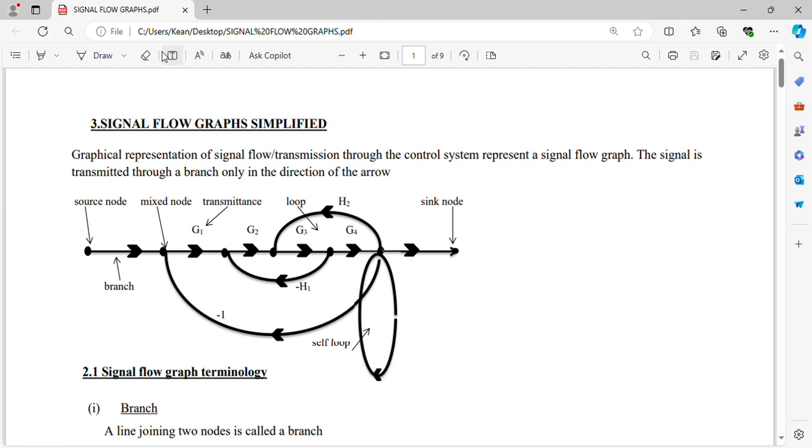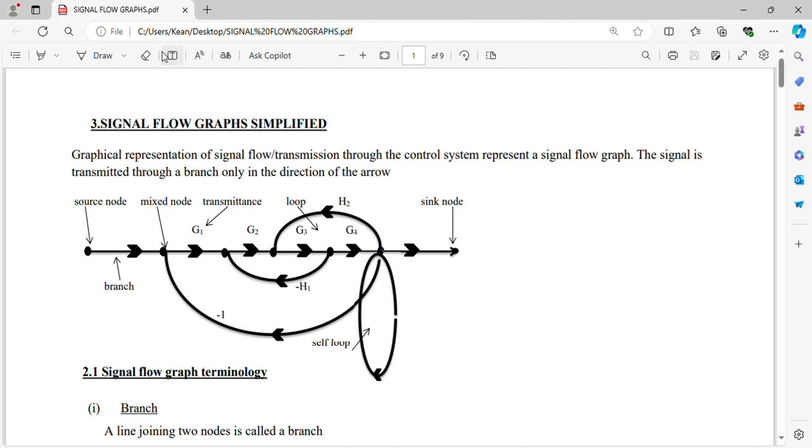The first is to define what a signal flow graph is. A signal flow graph is a graphical representation of signal flow through a control system. Below is a signal flow graph I have drawn, and with it we can see the various terminologies used for signal flow graphs. We have the source node where our signal comes from, and the arrows show the direction the signal is flowing. The signal flows, and finally it terminates at the sink node.